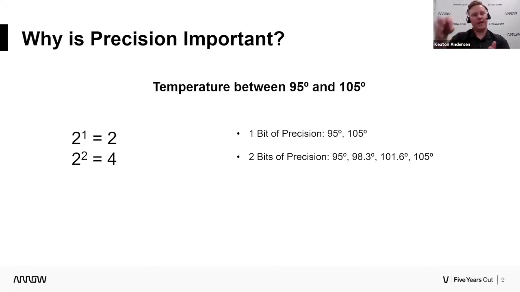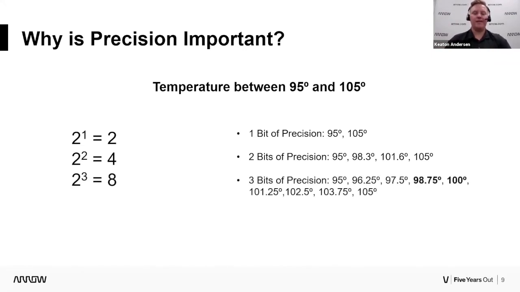If I go to the next level, 3 bits of precision, now I have 8 potential combinations. So this means that I have 95, 96.25, and so on and so forth. And why I'm going through this is, you can see that in this small 10-degree temperature range, 2, maybe 3 of these are what we would consider to be healthy temperatures for humans, right? If you go outside of that, now we're starting to look at potentially feverish conditions. But I really only have a small window there that I'm working with at that third bit of precision, right?